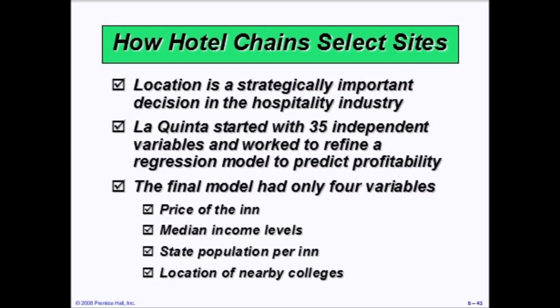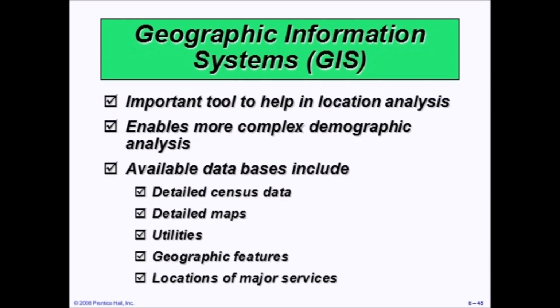La Quinta started with 35 independent variables and worked to refine a regression model to predict profitability. The final model had only four variables. One is the price of the inn, median income level, state population per inn, and location of nearby colleges.